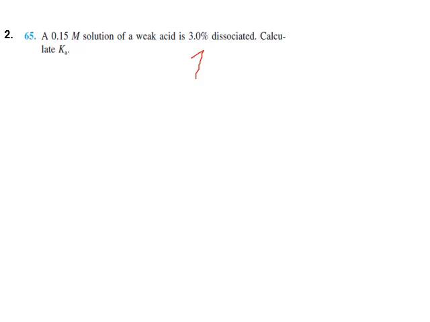The way that you have to do this is you have to convert that 3% to a decimal. So that's going to be 0.03. And multiply that times 0.15, which is your initial concentration. And that's going to give you your x. And that's the only way that you can do the problem. So if you can't remember this, you're in big trouble for this problem.